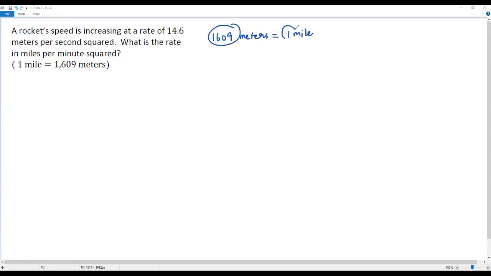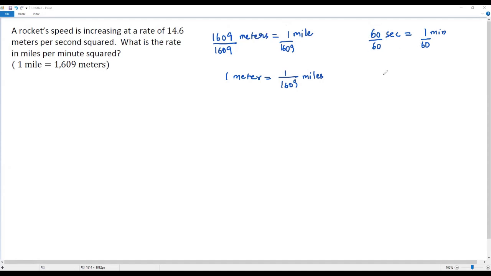Now let me divide both these quantities by 1609. Let me do it over here. The value of this fraction is 1. That is 1 meter equals 1 over 1609 miles. And also we know that 60 seconds equals 1 minute. Let me divide both these quantities by 60. The value of this fraction 60 over 60 is just 1. That is 1 second equals 1 over 60 minutes.